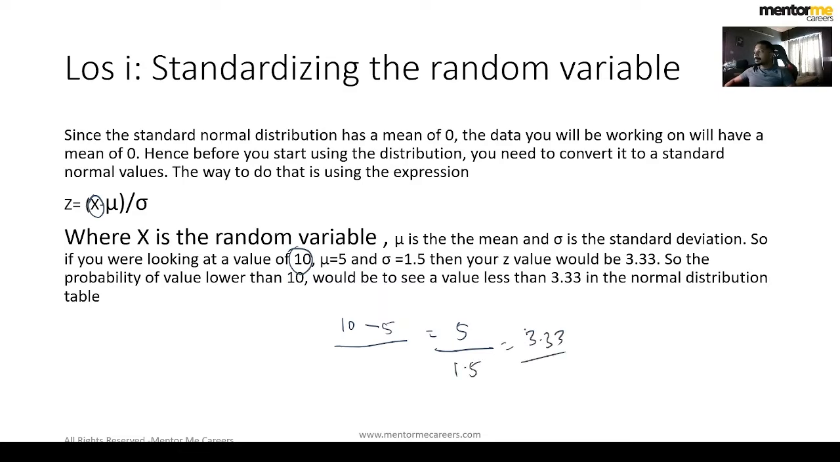Now, if you realize, by dividing the distance from the mean by the volatility, you've actually standardized the distance itself. So you get a z-score of 3.33 in the normal distribution table. That's what we mean by standardizing the random variable.